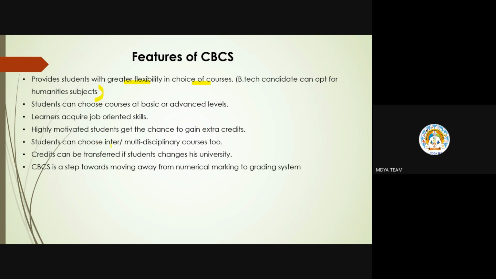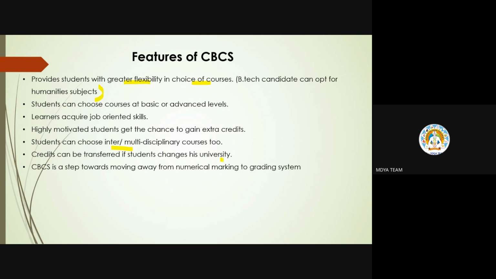Students can choose interdisciplinary, multidisciplinary courses. Now you are in BTech, and if you are able to study some art subjects during your duration of study, this is multidisciplinary. Credits can be transferred if a student changes university.